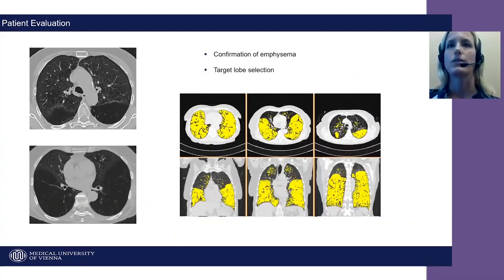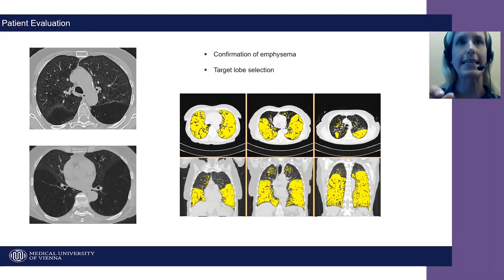The second step is to confirm the emphysema by a multi-detector computer tomography scan. And the CT scan also helps us to identify the most emphysematous destroyed lung lobe, and this is the target lobe for the valve implantation.